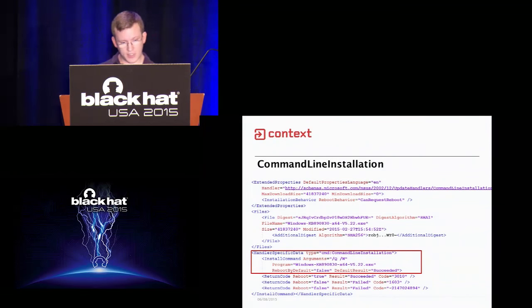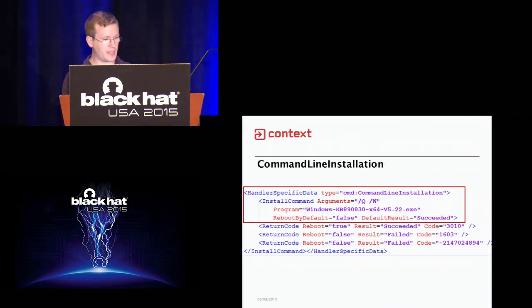For things like the malicious software removal tool, it's basically fire and forget. It gets downloaded, it gets run, and that's it. But the thing that's really interesting here, which I'll expand on, is this handler-specific data for command line installation. You'll see there are these attributes that say program, basically saying run this executable that you just downloaded. And most importantly, there are some arguments here. So it says run this program with these arguments. So hopefully by now you're thinking actually this has potential.